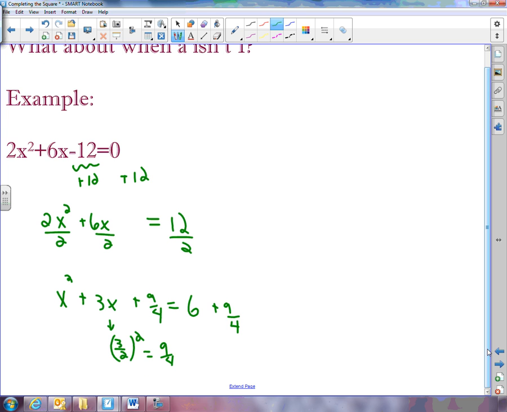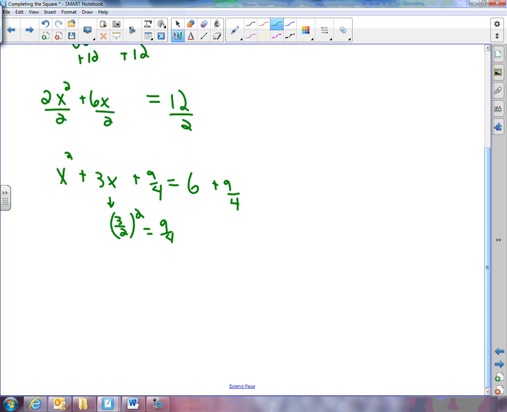So after I've done this, I'm going to try to rewrite this as a perfect square trinomial. Maybe we should simplify this side first. So 6 is the same thing as 24 over 4. When I add 24 over 4 plus 9 over 4, I get 33 over 4. Now I've simplified that side of the equation.